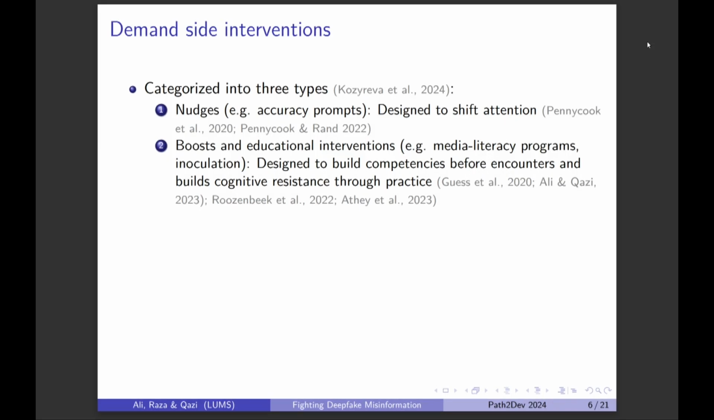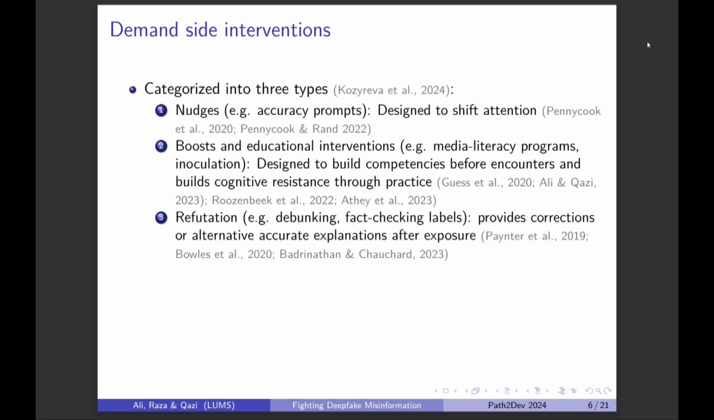Boosts, or educational interventions, which are designed to build more foundational competencies. For example, media literacy programs or inoculation strategies, which borrow from the medical literature. Essentially, it's a way of teaching people about something new by exposing them to some weakened form of misinformation and trying to build resilience by giving them more experience with those types of content.